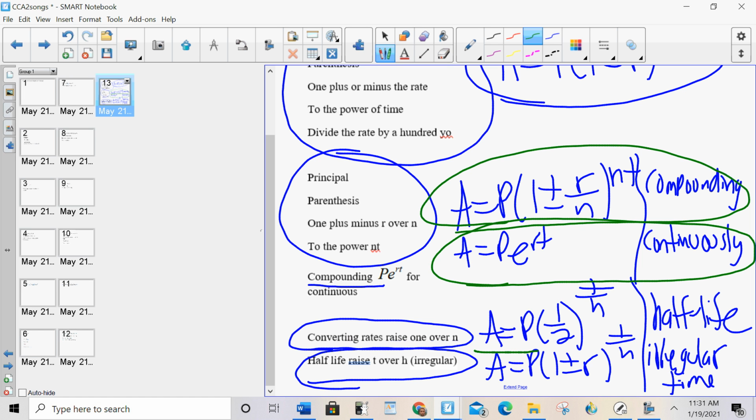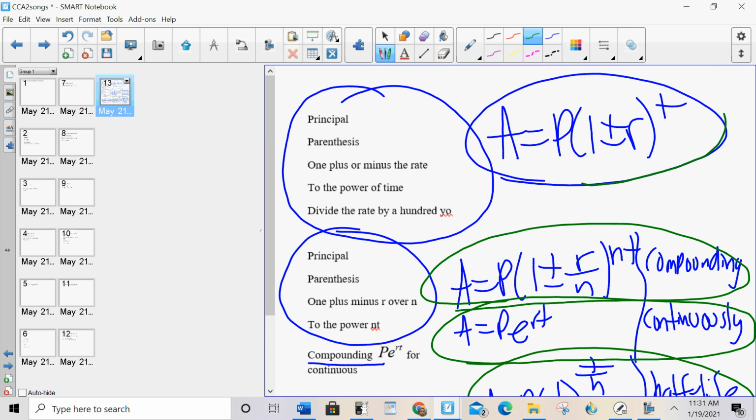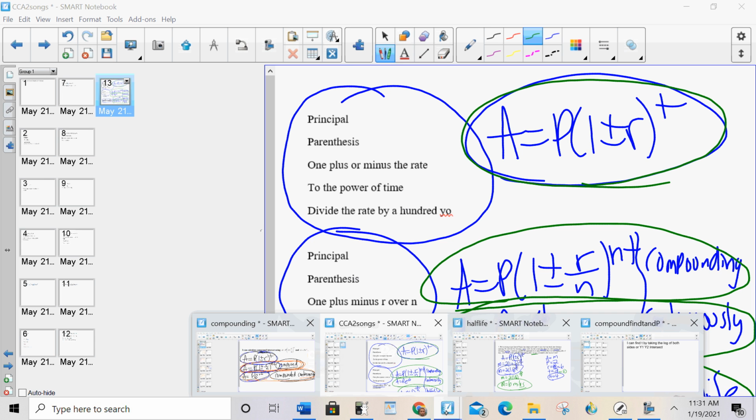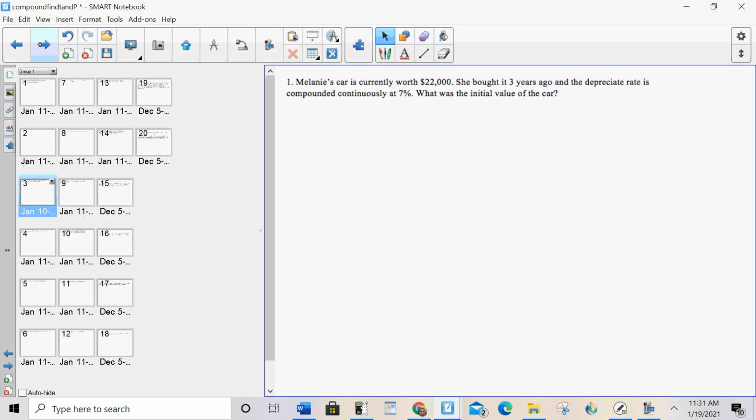If it's half-life or an irregular amount of time, then the exponent instead of t is the t over h. If you don't see any of those things, if you don't see compounding, you don't see continuously, you don't see half-life, it's not irregular, then you're using this one. So now that we know when to use what, let's do it. Let's do some problems. I think I started by finding p, which is a lot easier, and then the bulk of this lesson is going to be finding t.